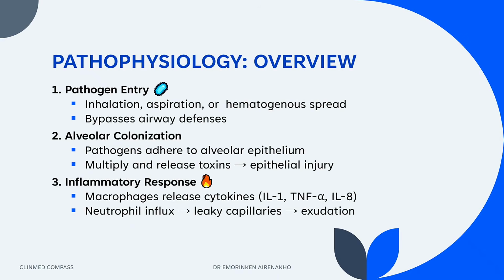Let us walk through step by step the pathophysiology of pneumonia, from pathogen entry to the systemic effects that define the illness. First step, pathogen entry. It all begins when the pathogen enters the lower respiratory tract. This happens through inhalation, aspiration, and hematogenous spread from other infection sites. Once inside, the microbes bypass the normal airway defenses, such as mucociliary escalator or immune barriers, setting the stage for infection.